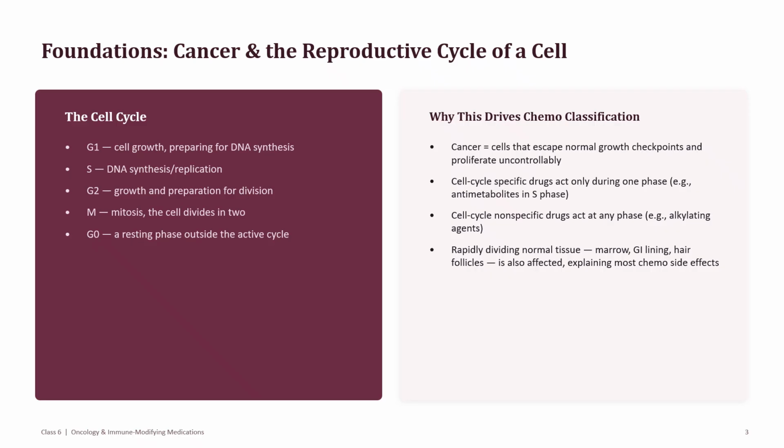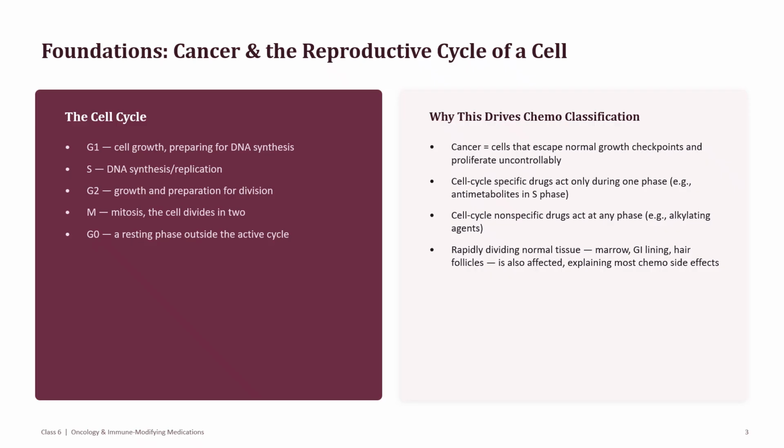So this slide walks us through the 4 active phases, G1, S, G2, and M, plus a resting phase that's called G0. You can see the definitions here. I'm not going to read those definitions to you, but what I want you to actually understand is why we care about this cycle in a pharmacology class.